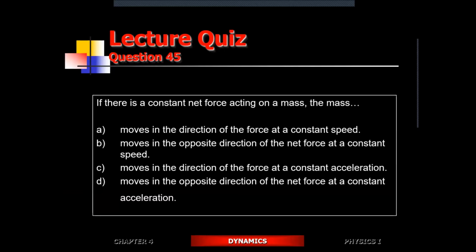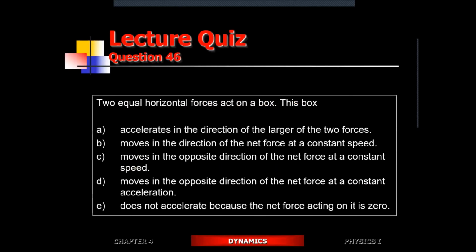Moves in the direction of a force at a constant. If there's a constant net force acting on a mass, yeah, guys, you got it. There would be a constant acceleration. So the constant net force is going to give you a constant acceleration. All right, so give yourself 5 points for that one.